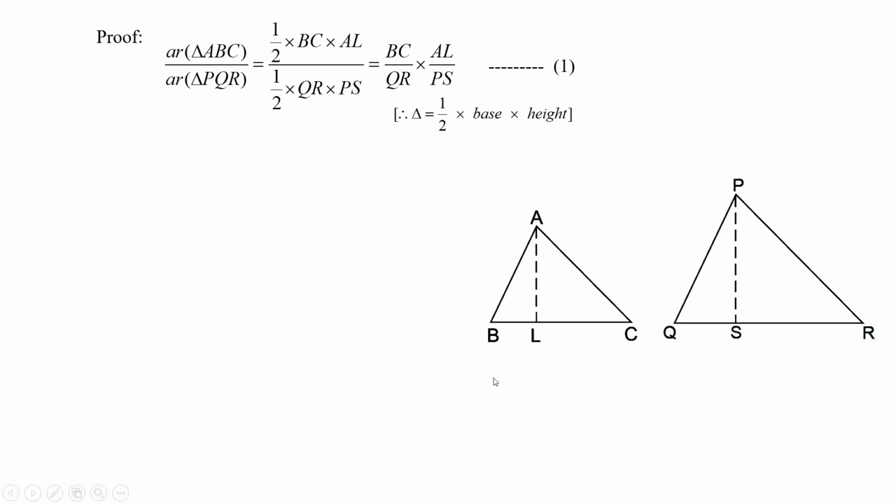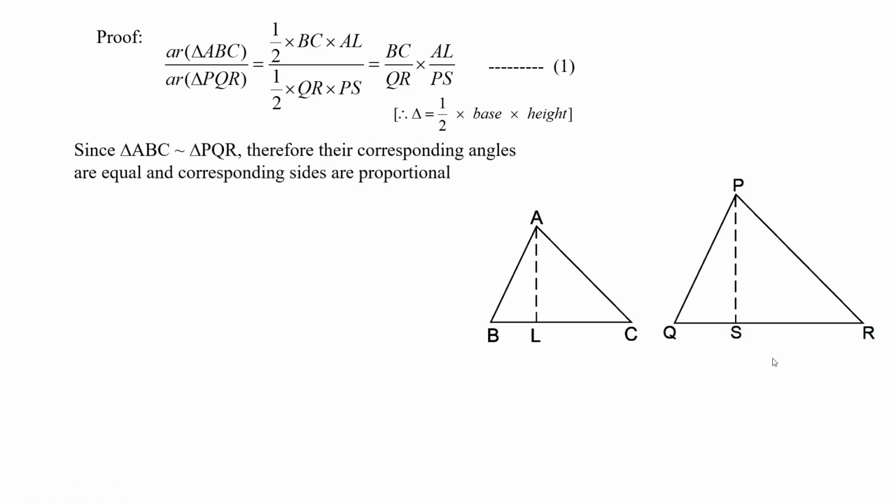Now in the question it is given that these two triangles are similar. Since triangle ABC is similar to triangle PQR, their corresponding angles are equal and corresponding sides are proportional. So in corresponding angles I am taking only angle B, because my target is to prove these two triangles similar, triangle ABL and triangle PQS. So angle B is equals to angle Q and all corresponding sides, I took AB upon PQ is equals to BC upon QR is equals to AC upon PR. Let it be equation number 2.